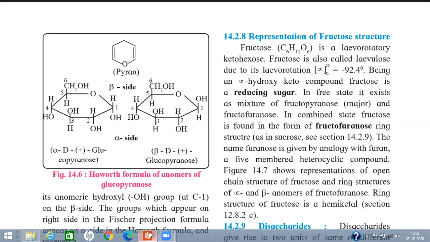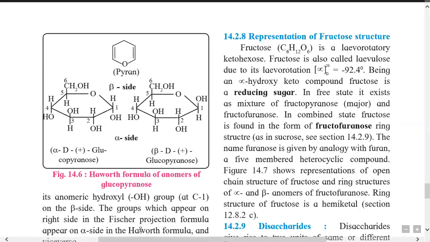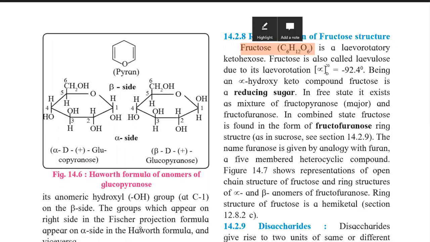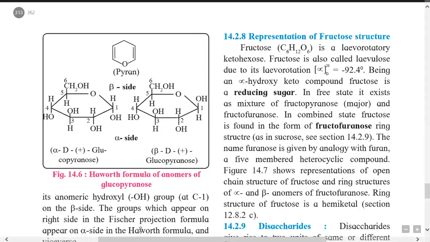In the last lecture, we had studied the closed chain structure of glucose. Today, we will study the closed chain or ring structure of fructose. We know glucose and fructose are functional isomers. They have the same molecular formula, that is C6H12O6, and they have different functional groups. In glucose, it is the aldehyde functional group, and in fructose, the ketone functional group.